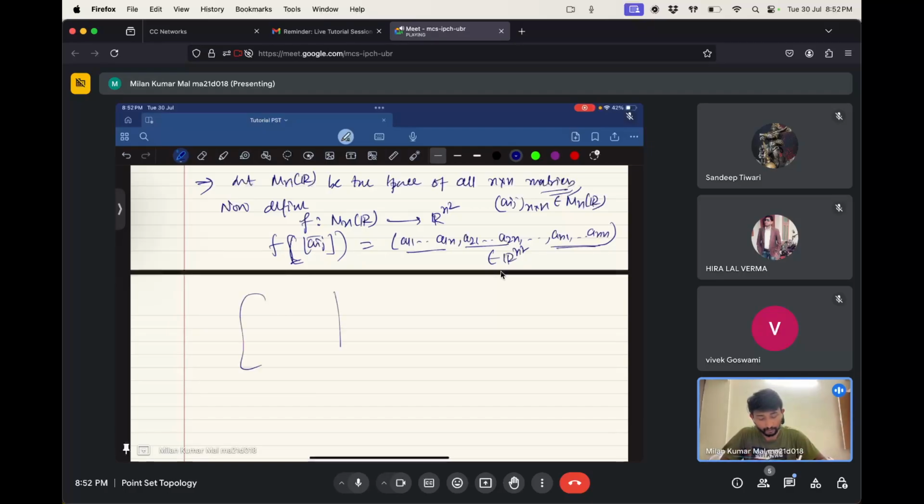Just like I have the matrix, this is the first row, this is the second row, and this is the last row. I'm mapping the first row in the first place, the second row in the second place, the last row in the last place. This way I'm defining the map. So this is the map.